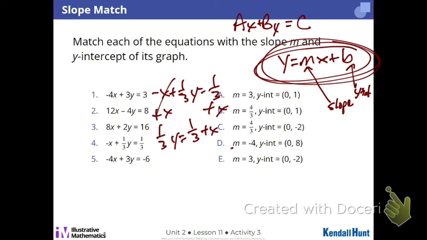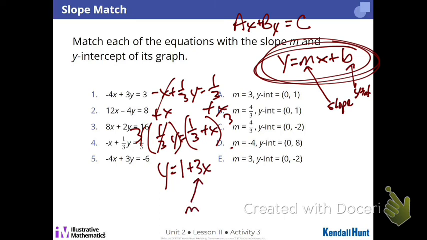Well, how do I get rid of times 1/3? Times 3. Well, 1/3 times 1/3 is 1/9. So let's readdress. Oh, wait, no. Divide by 1/3, which is multiplying by 3. Right? We're going to multiply by the reciprocal, but that is divide by 1/3. And that's going to give me 1 plus 3x. So what's my slope, everybody? 3. And my starting point or my y-intercept? 1.